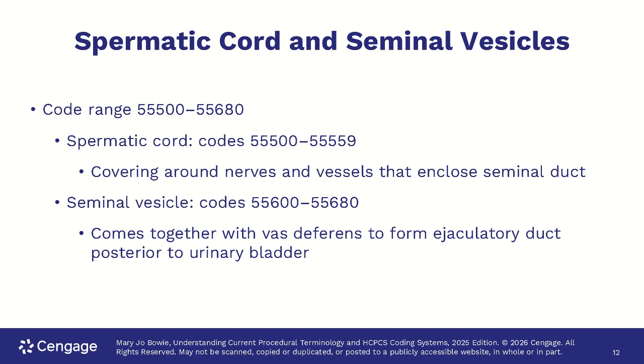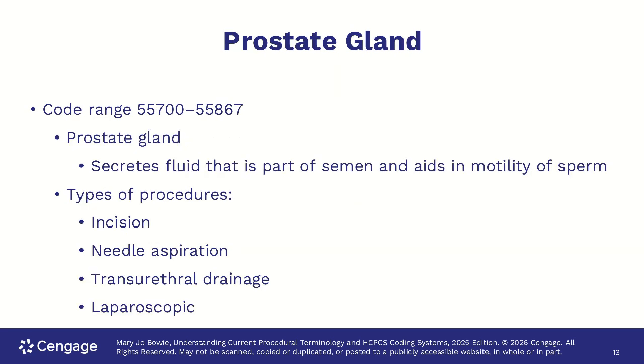Spermatic cord and the seminal vesicles. The spermatic cord is a covering around the nerves and vessels that encloses the seminal duct. Seminal vesicles are part of the ejaculatory duct. Something else about the seminal vesicles, the vas deferens come together to form the ejaculatory duct posterior to the urinary bladder. There are some services that are bundled into this particular area, so you want to pay attention to the notes.